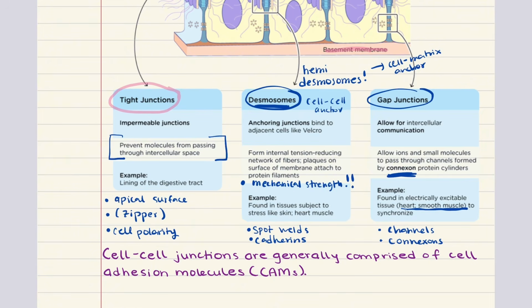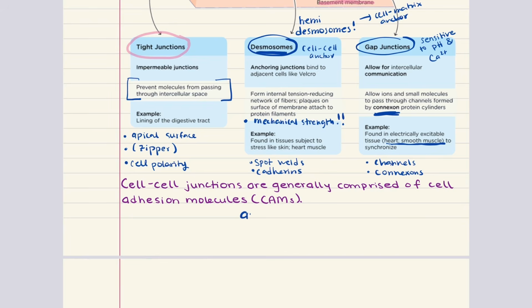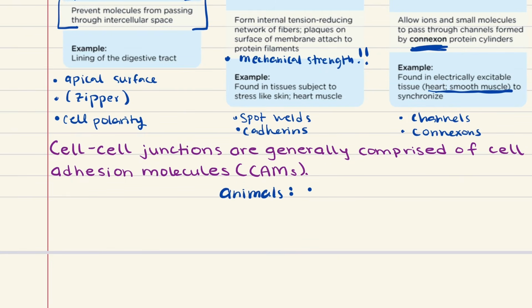But it's important to note that gap junctions are sensitive to conditions like low pH or high calcium, which can close the channels to protect cells during injury. Now, a quick note here: in animals, the main cell-to-cell junctions are tight junctions, desmosomes, and gap junctions. Plasmodesmata are similar to gap junctions in function, but they're found only in plants, where they cross the cell wall to link the cytoplasm of adjacent plant cells.